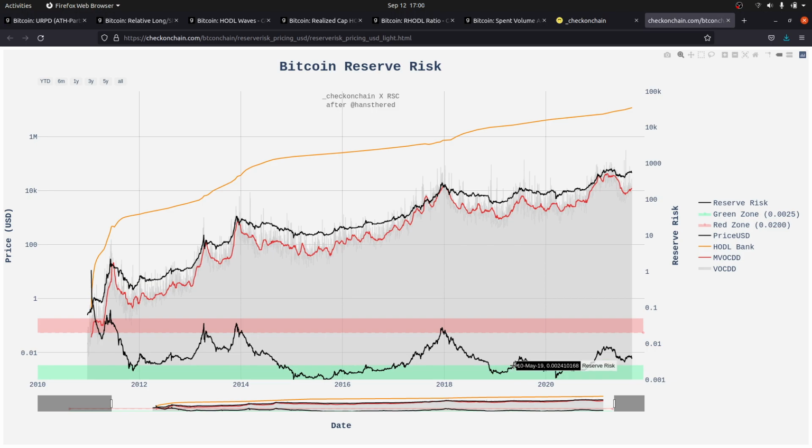Because the HODL bank was showing us that we had a huge gap. The HODL bank was increasing at a much larger rate, so it's in the bottom of the ratio, hauling down that reserve risk metric. So this is why I really like reserve risk.